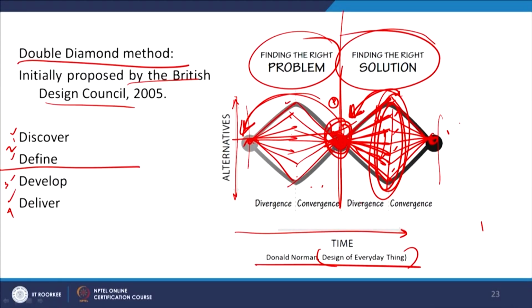So this is the double diamond method of identifying the problem and giving the right solution to people, which actually talks about user research and how user behavior will be considered within the design. In the next class we will start discussing the details of each and every stage of design, and we will continue that.